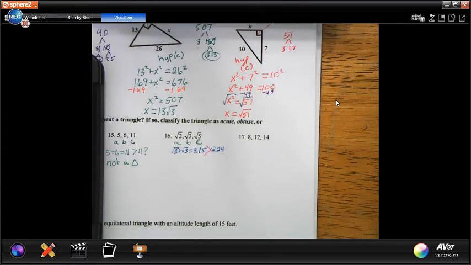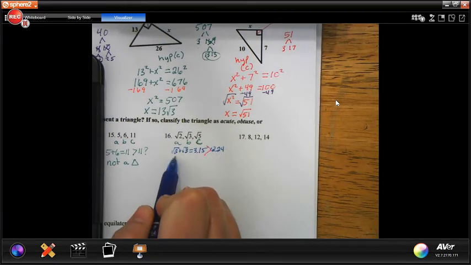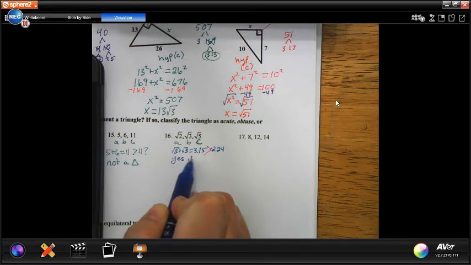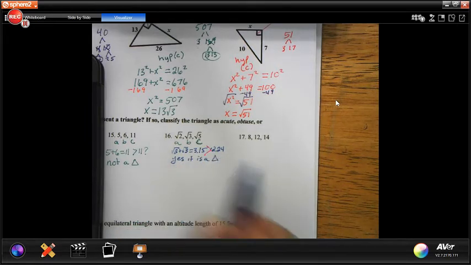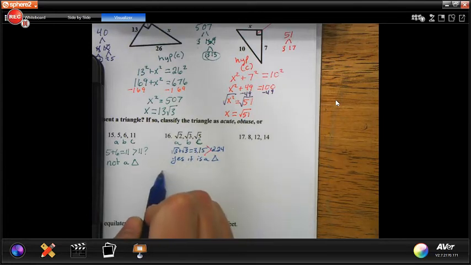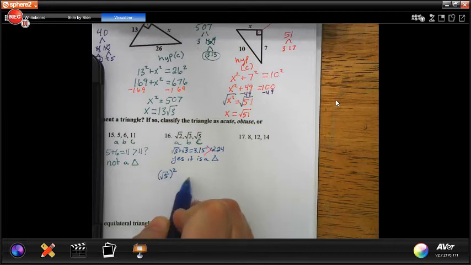Greater than. Okay. So 3.15 is greater than 2.24. So that's yes. It is a triangle. Okay. Then we set it up. We do our c squared first. Leave a blank.